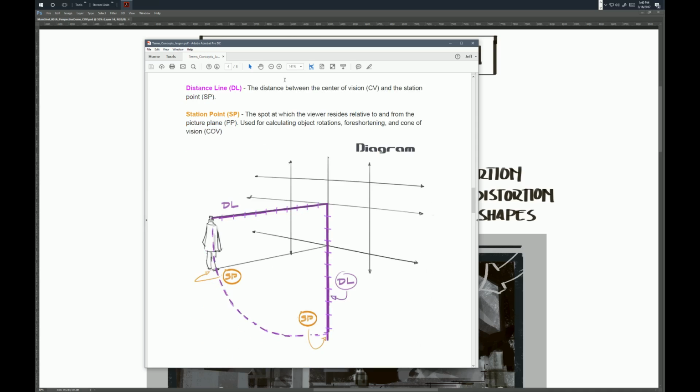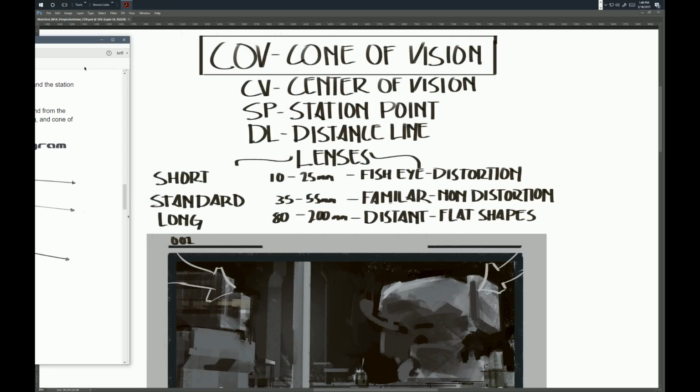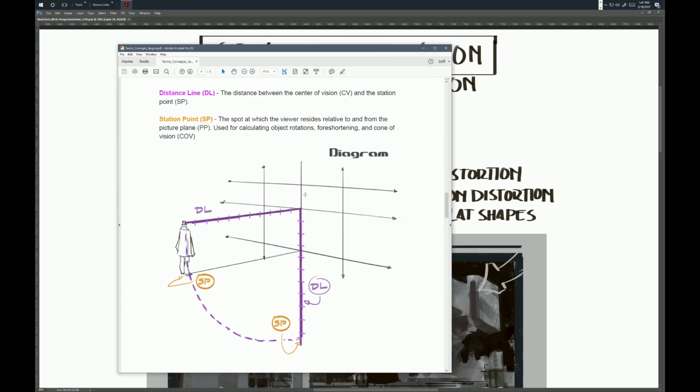Let's talk about the station point because we need that next, right? So if we look at our list, we have our center of vision. Now that we know where that's at, we can look at our station point, and then we'll talk about our distance line. So our SP, or our station point, is basically where our eye is. So our eye is a specific distance from the canvas or the picture plane, where the center of vision is, where the line of sight intersects with the picture plane.